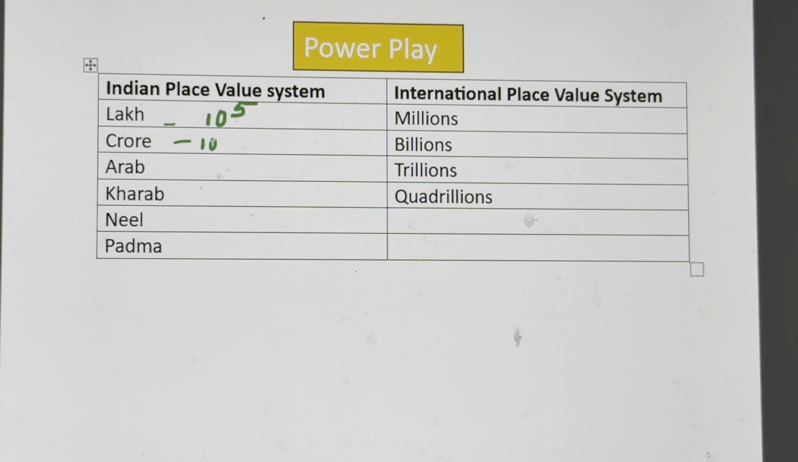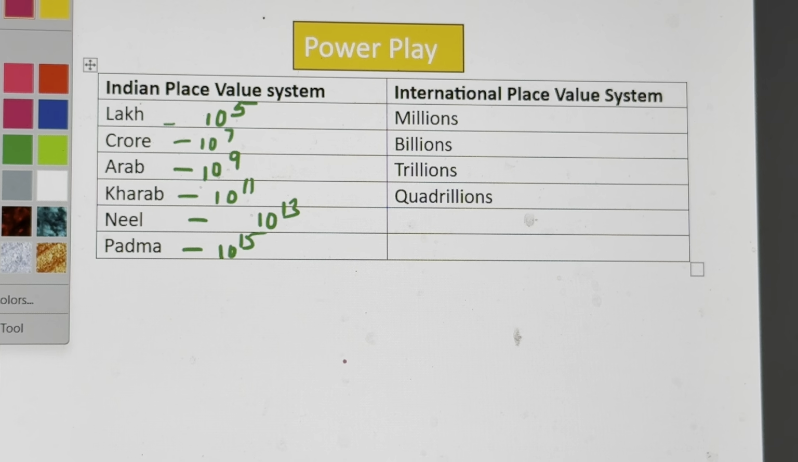Then 10 raised to 7. Now see, the difference is 2, 2. Then comes Arab, which is 10 raised to 9. Then comes Kharab, which is 10 raised to 11. Nil is 10 raised to 13, and Padma is 10 raised to 15. Because till here it is given in your book. We may not use it too much, but you should know the difference. This is the Indian place value system and this is the international place value system.